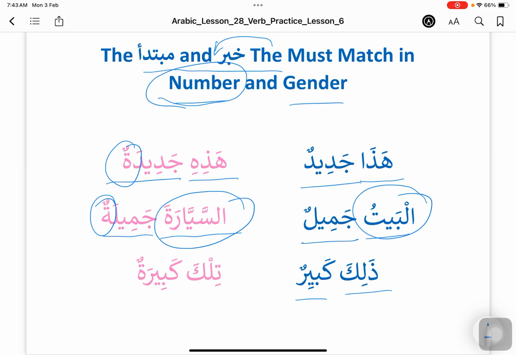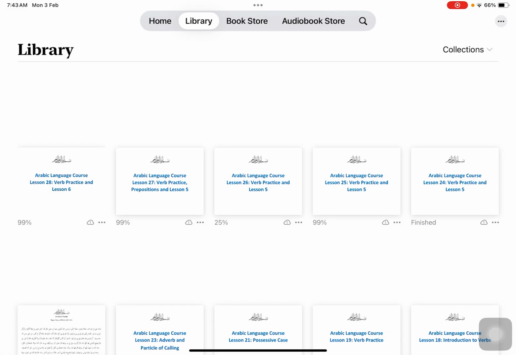Dhalika kabirun. That is big. Tilka kabiratun. That is big. Okay, make the additions to your grammar notes and review them frequently, inshallah.